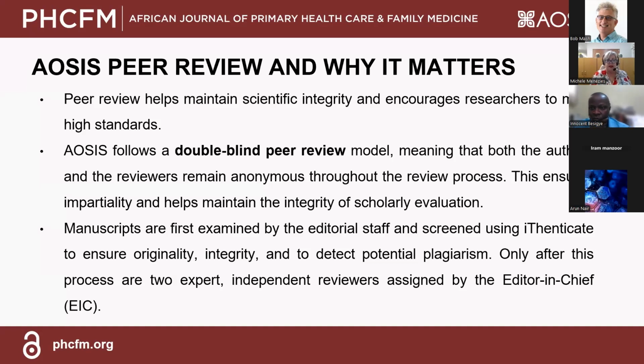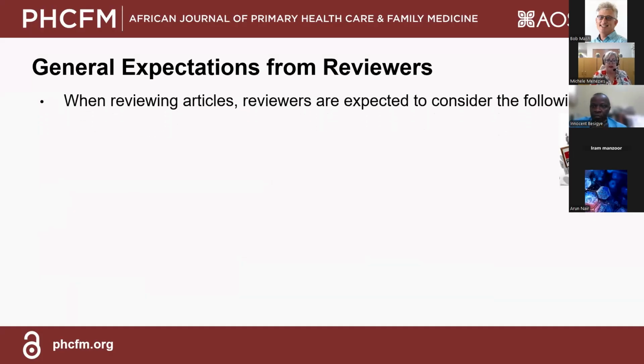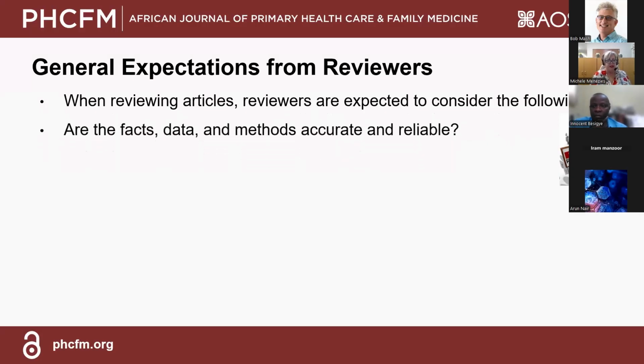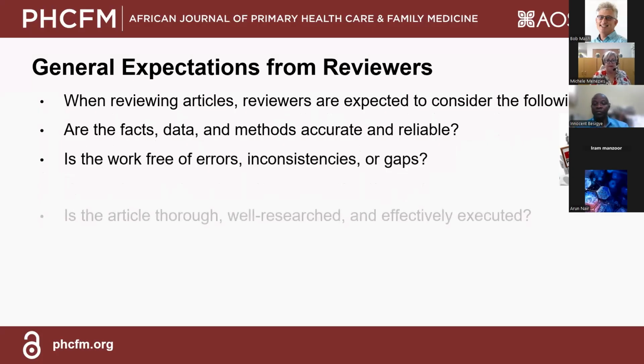So the AOSIS peer review and why it matters. Okay, so that's what we've spoken about, and now the general expectation from reviewers. Our reviewers are expected to consider the following. Are the facts, data, and methods accurate and reliable? Is the work free of errors? But I just want to stop here, and Prof Mash mentioned, when we're talking errors, we're not talking spelling mistakes or grammar. It's if tables are incorrect, inconsistencies or gaps.